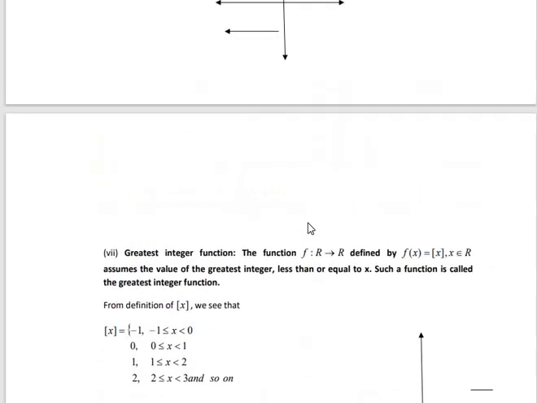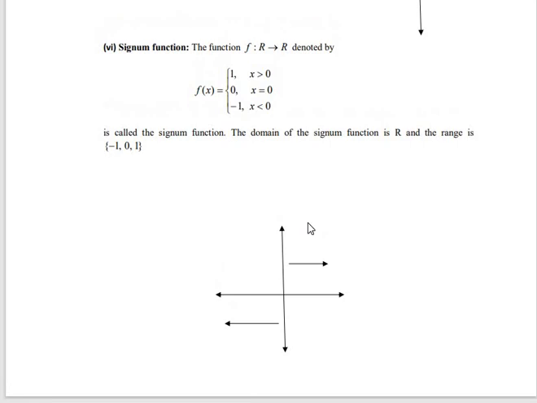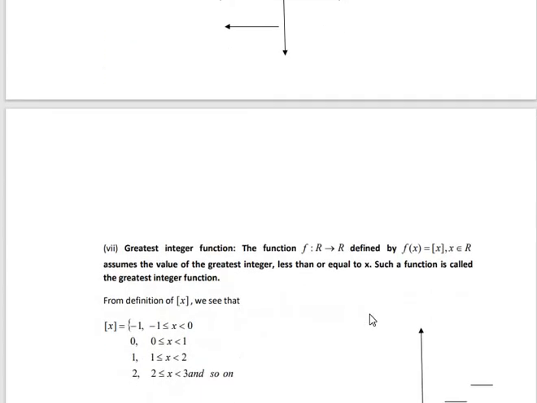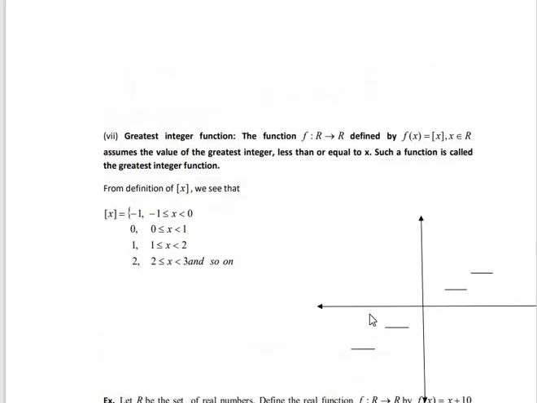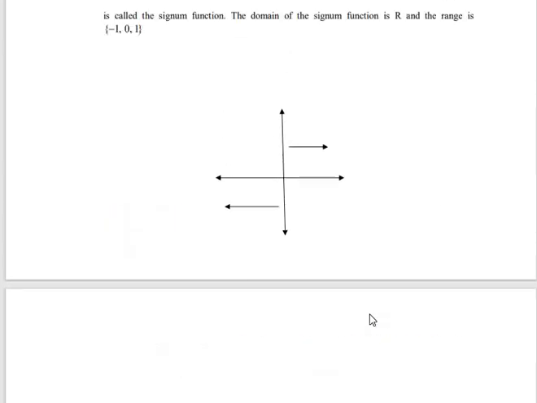Similarly, in our previous class, we have done the signum function. If this graph is given, you have to remember, okay, this is the signum function. So I'll write signum function for this graph. Now see, for this signum function graph and this greatest integer graph you may have a confusion.